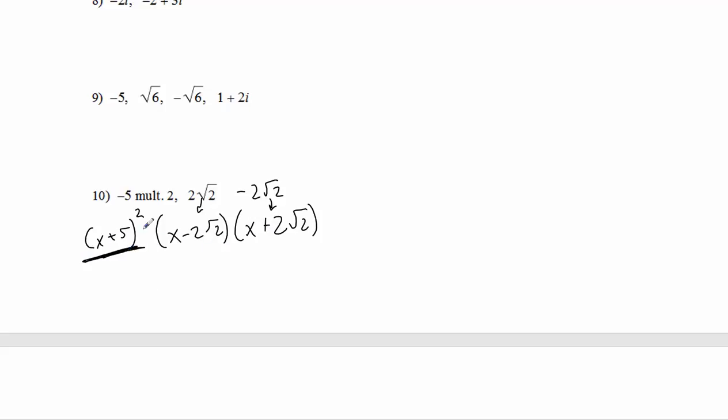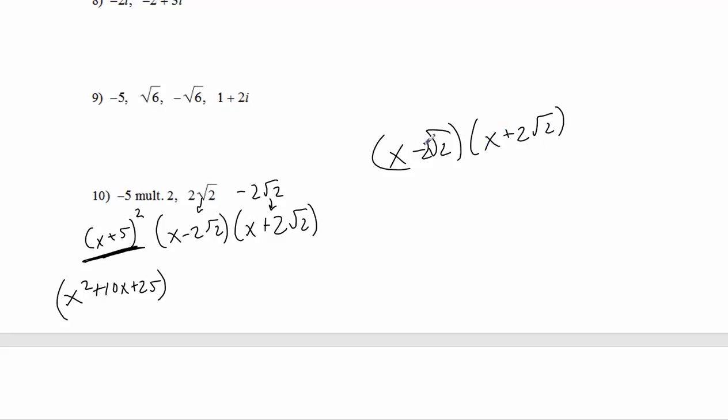Now let's multiply the easy ones first. These are easy here. That's x squared plus 10x plus 25. That's what that gives you. And then this one here, if you don't remember how to multiply with the square root but with a number outside, the coefficient of it, I'm just going to give you a little bit of a refresher. So x minus 2 root 2, and then x plus 2 root 2. Because they're opposites, one's a positive, one's a negative, that means the middle is going to cancel.